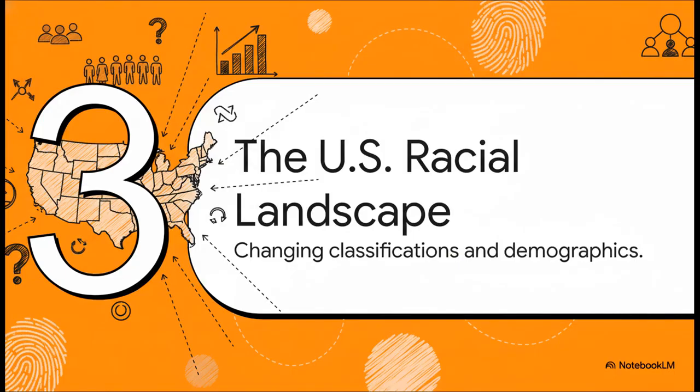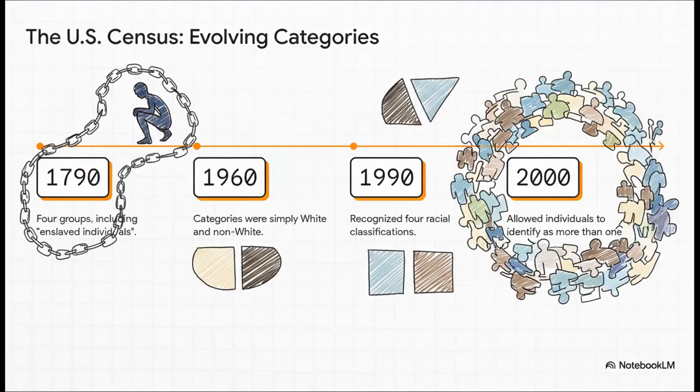Okay, now let's bring all of this home to the United States. How has this country officially categorized its people? And, just as importantly, how is that population changing right now? I mean, if you want proof that these racial categories are made up, just look at the U.S. Census over time. It's constantly changing.